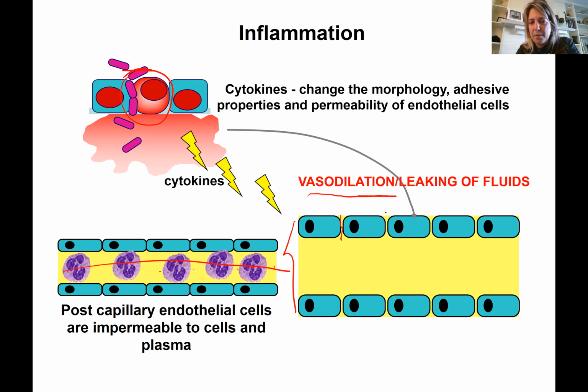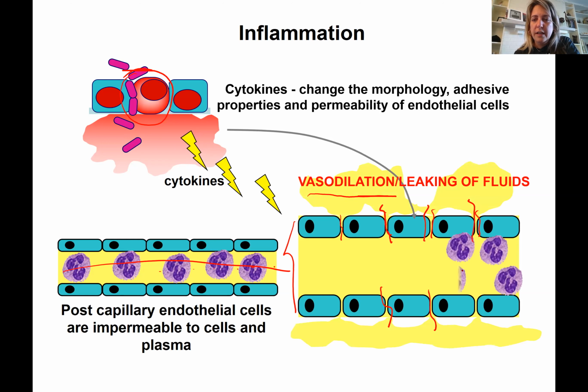And then there's going to be little separation in between the cells that is going to cause the leakage of fluids from inside the blood vessels, and now they're going to leak to the tissue. So there are going to be little gaps in between the cells, which allow the leakage of this fluid, and also allow the neutrophils to, what we call, transmigrate. So you see here the leaking of fluids.